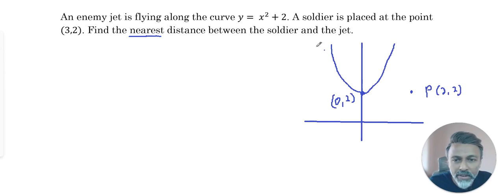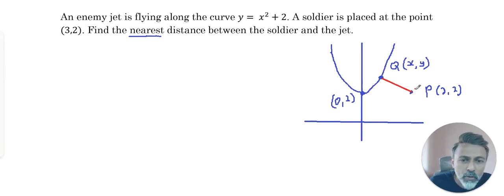So we have a soldier here and a jet is flying in this parabolic path. We want to know when the soldier will have the nearest or shortest distance to the jet. It won't be such a point, right? It could be somewhere here. It's a guess. Say this is point Q, (x, y). We want to get this distance PQ. Until we get Q's coordinates, we wouldn't be able to measure the distance.